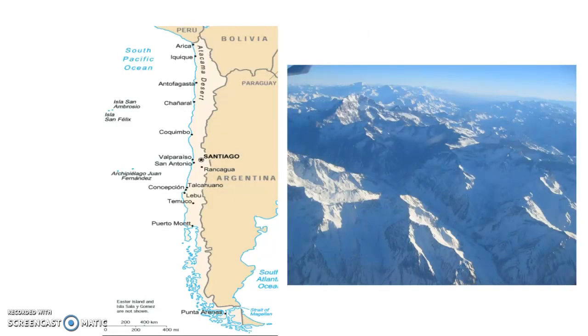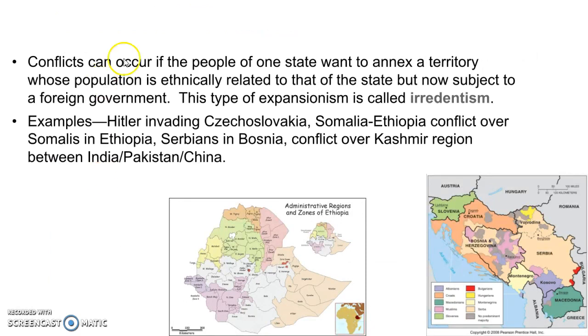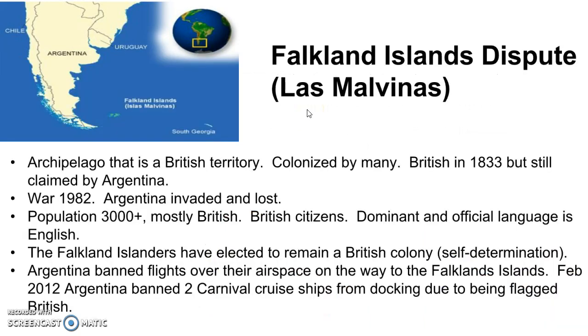Moving on. Here's a picture of Chile. Territorial disputes: we talked about the Kurdish people in the Turkey, Iran, Iraq, Syria area. So that's an example of a territorial dispute. Talk about this: irredentism, the spilling over, or the prevention of expansionism. This is a pretty good example here of a conflict, just the claim to these Falkland Islands down here. You can read about that and take notes on that.